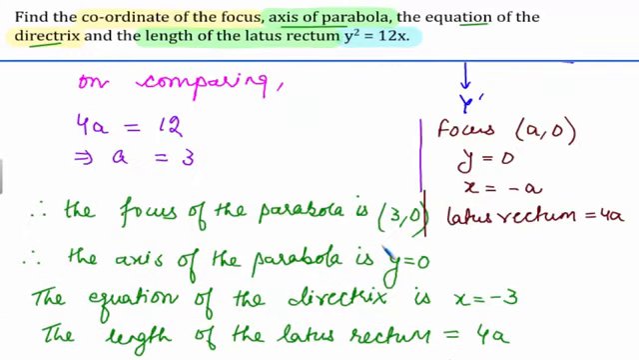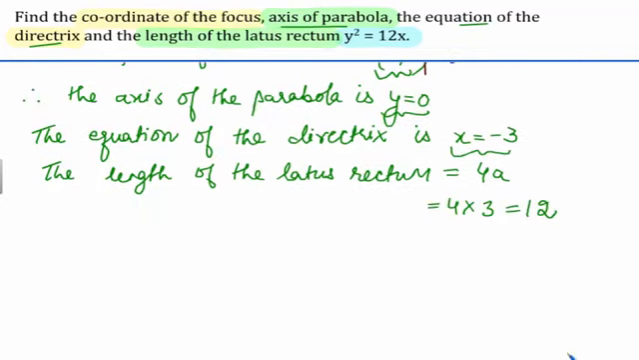Thus the coordinate of the focus is (3, 0). The axis of the parabola is y is equal to 0. The equation of the directrix is x is equal to minus 3 and the length of the latus rectum is 12. This completes the solution.